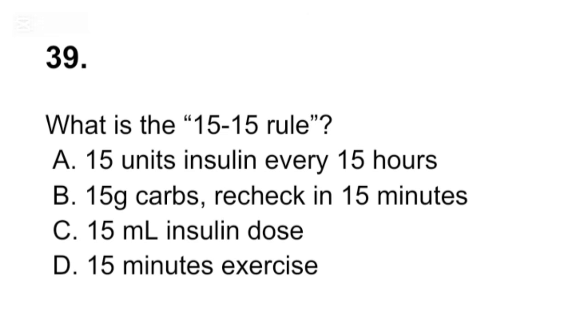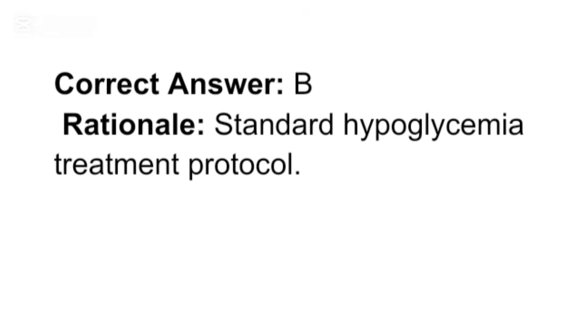39. What is the 15 to 15 rule? A. 15 units insulin every 15 hours. B. 15 g carbs, recheck in 15 minutes. C. 15 milliliters insulin dose. D. 15 minutes exercise. Correct answer, B. Rationale: standard hypoglycemia treatment protocol.